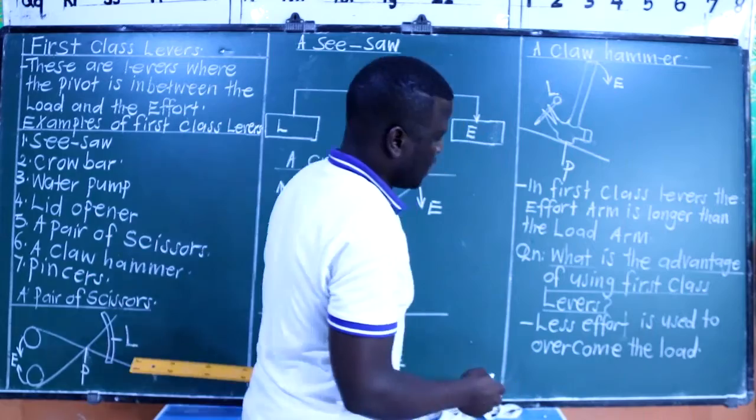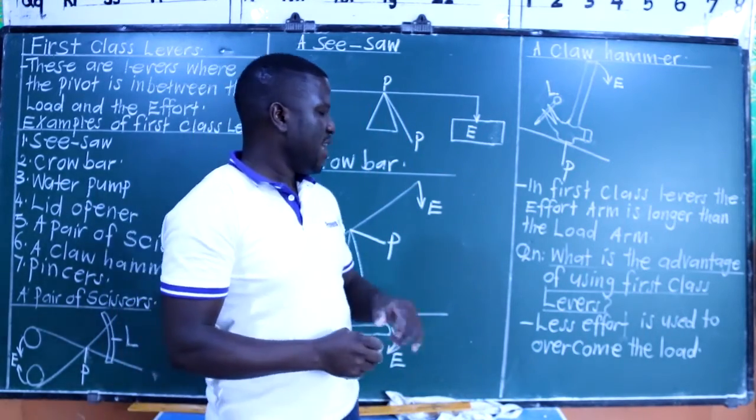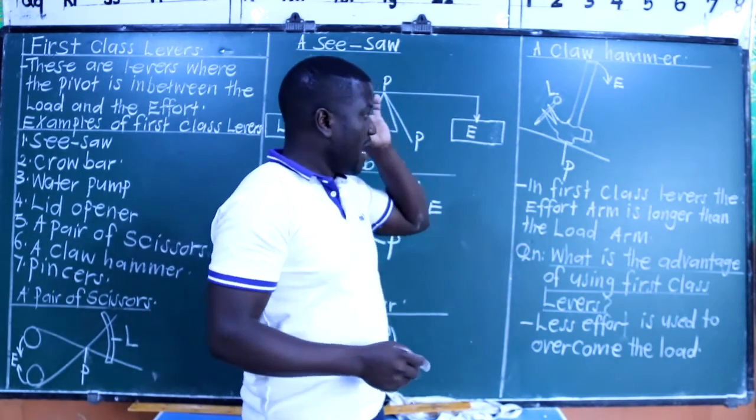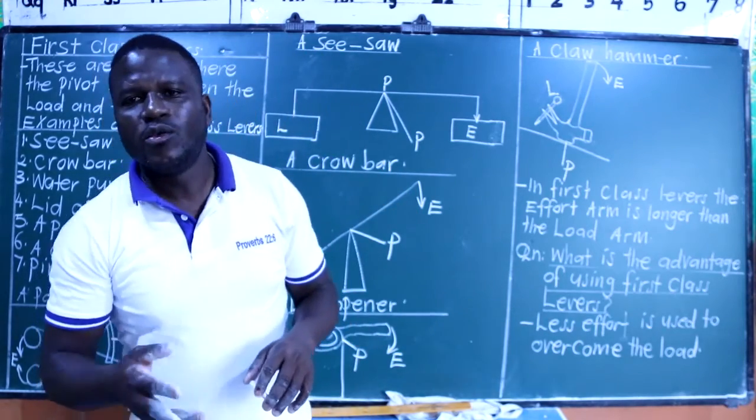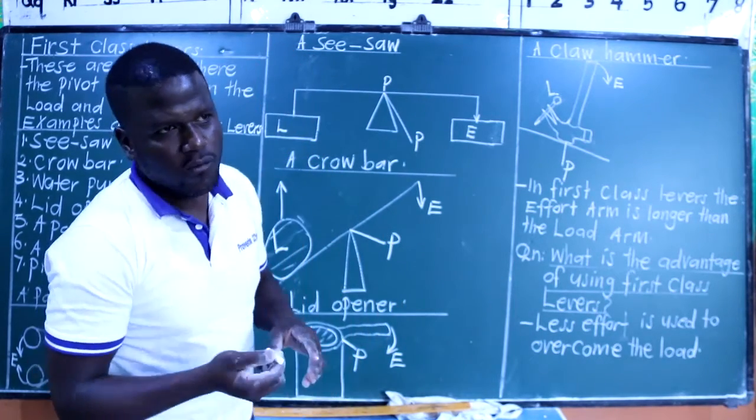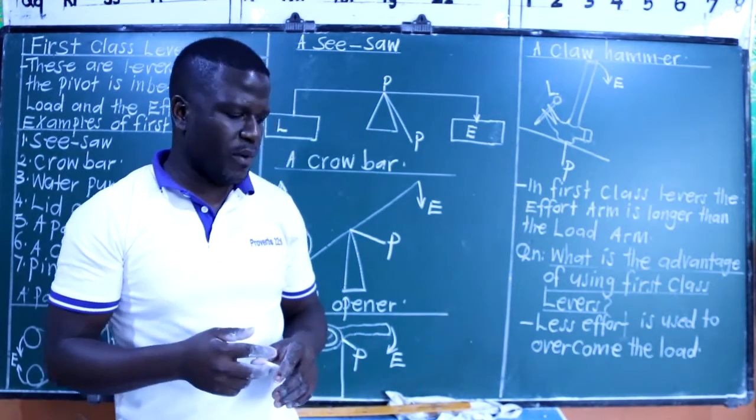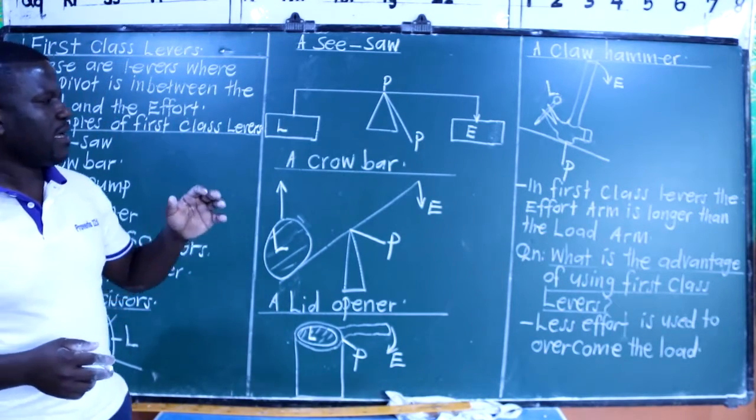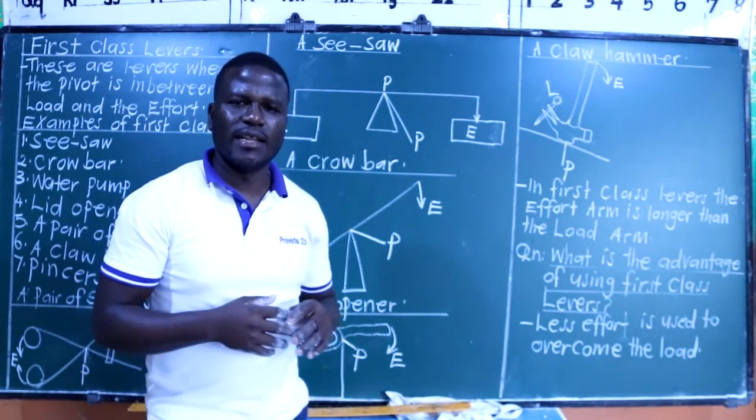So this question is very important. You need to note what is the advantage of using first class levers: less effort is used to overcome the load. Now, if you look at when you are cutting a piece of cloth or a piece of paper using a pair of scissors, you find that you use less effort to overcome the load. You cannot use a lot of energy to cut a piece of paper using a pair of scissors, because the pair of scissors has the effort arm longer than the load arm.